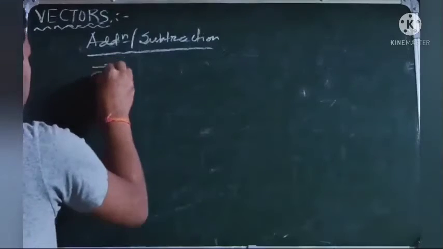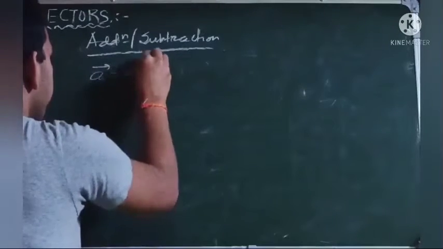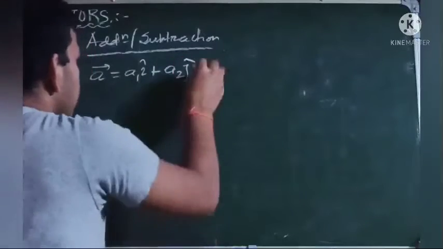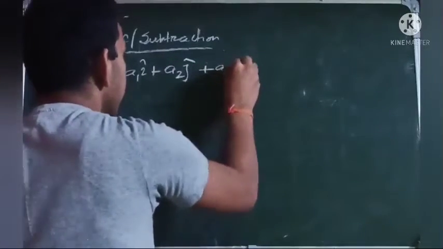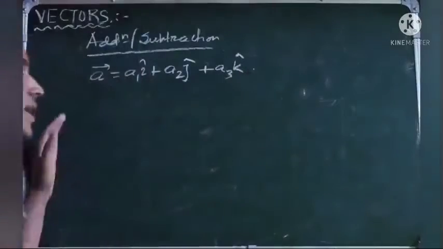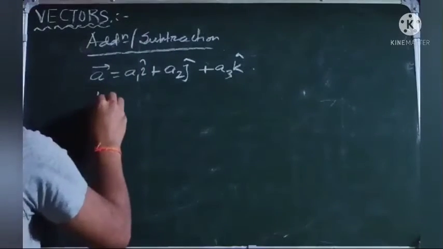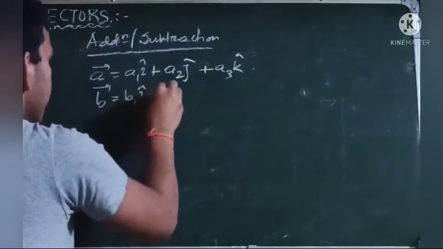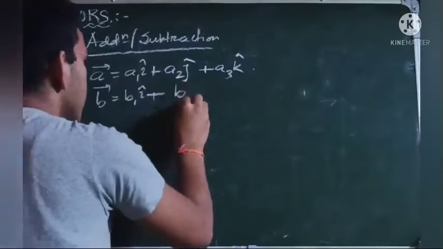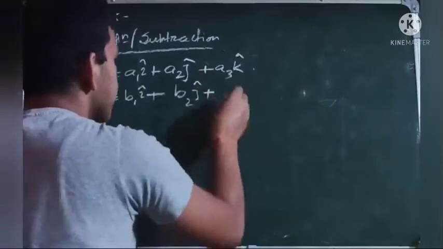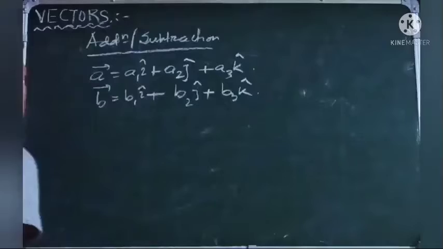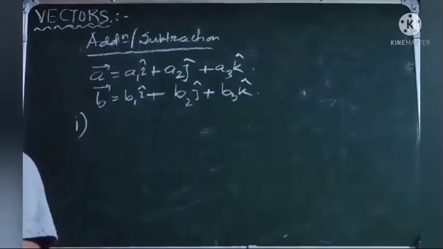Let us suppose we have a vector as a1 i cap plus a2 j cap plus a3 k cap. And similarly, let us suppose we have another vector, which is b vector, as b1 i cap plus b2 j cap plus b3 k cap. Now first of all we can see the addition.